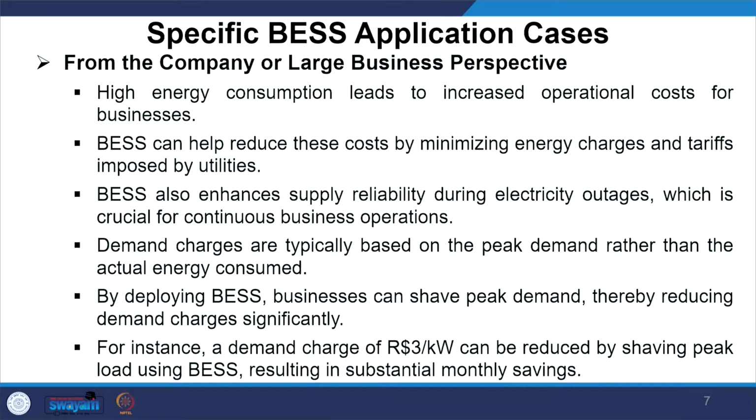Now, from the company or large business perspective, how is this battery technology going to help you? High energy consumption leads to increased operational cost for businesses. So, BESS technology can help reduce this cost by minimizing energy charges and tariffs imposed by the utilities. For example, a distribution company says your peak energy is costing you 10 rupees per unit, and otherwise it is 2 rupees per unit. So, you can have your own installation of storage technology so that you can avoid purchasing energy during costly hours, that is 10 rupees per unit.